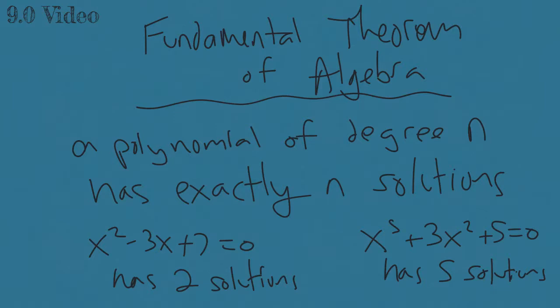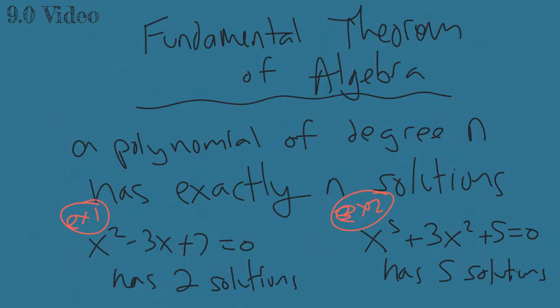The first thing I want you to write down is what's on the screen right now. It's called the fundamental theorem of algebra. It's a really big idea in algebra, okay? The theorem says that a polynomial of degree n has exactly n solutions. So if it's degree 2, there's 2 solutions. If it's degree 4, there's going to be 4 solutions. So a couple examples at the bottom. So I guess we could call this example 1 and example 2.